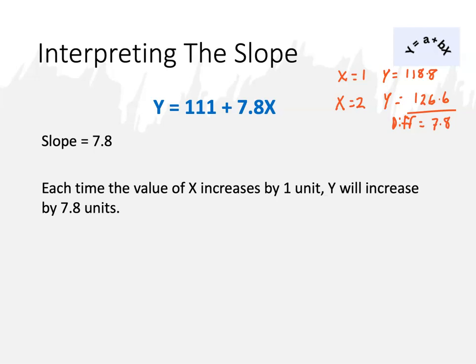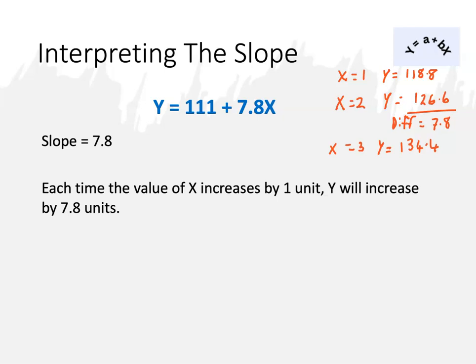If we move up to 3, X equals 3. Y will be equal to 111 plus 7.8 multiplied by 3. And that gives 134.4. Subtract from that the previous value of Y, 126.6. And we get a difference of 7.8 again.